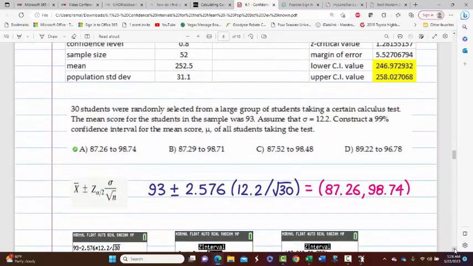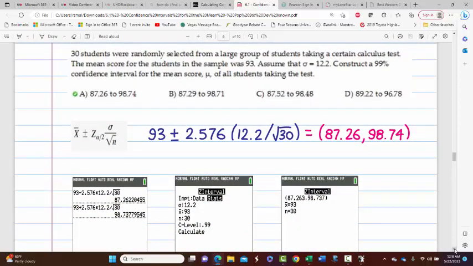Here's another one. 30 students as your sample size. Mean score is 93. Assume that, so it can say either population standard deviation or show that little sigma character right there. That's the Greek letter for population standard deviation. And we want to construct a 99% confidence interval.